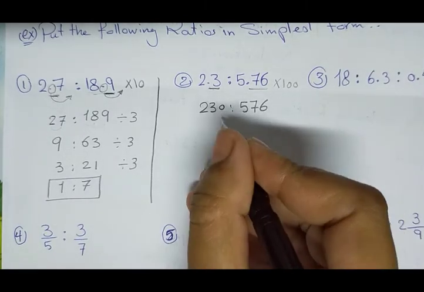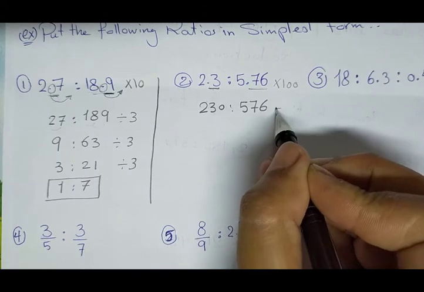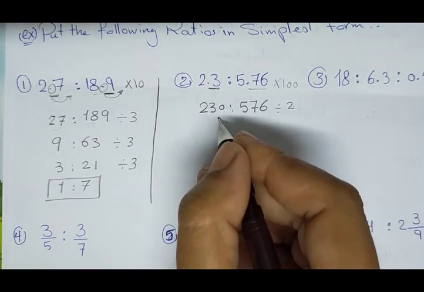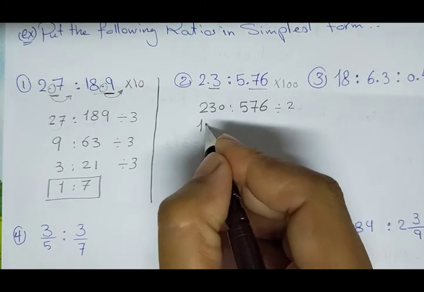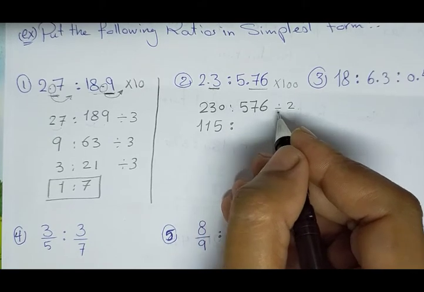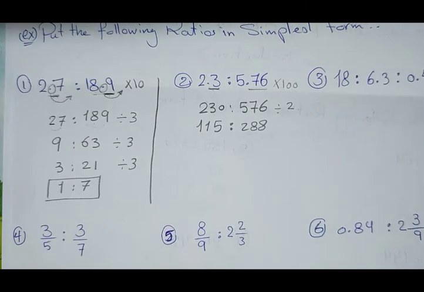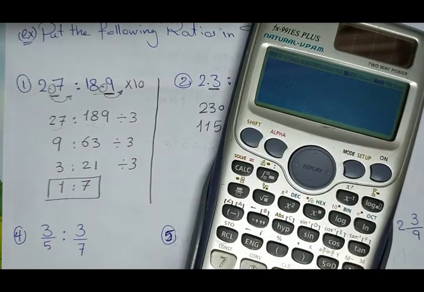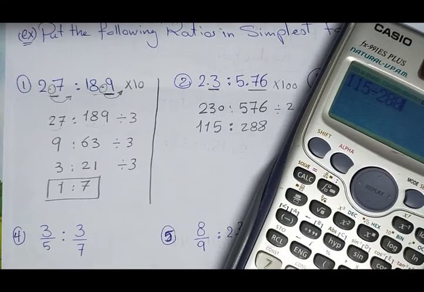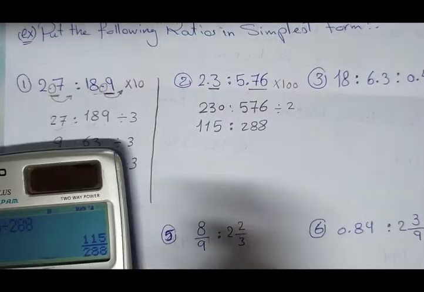It can simplify by divide. It's an even number, and an even number can simplify by divide 2. By divide 2, 230 divide 2 is 115. 576 divide 2 is 288. Can I check by using a calculator? 115 divide 288. It's the same, the simplest form.